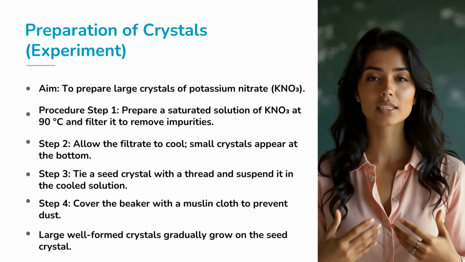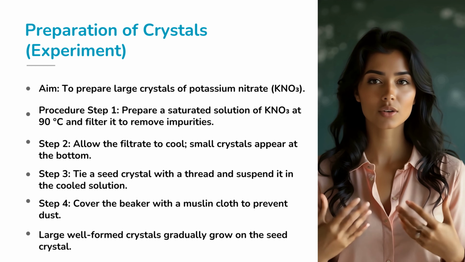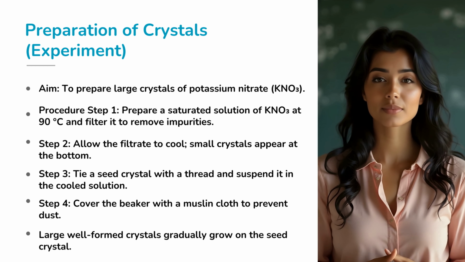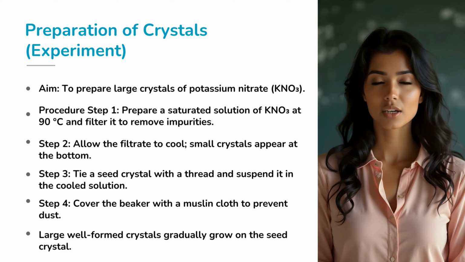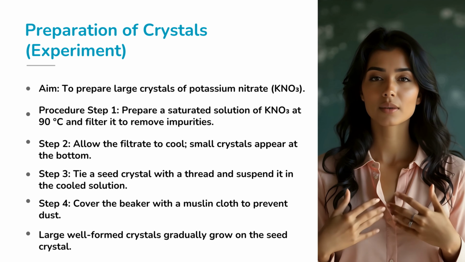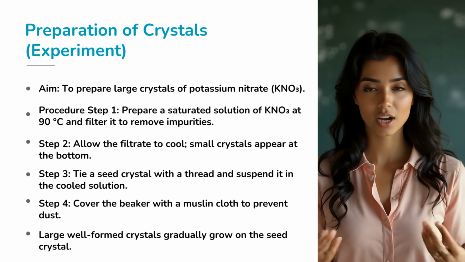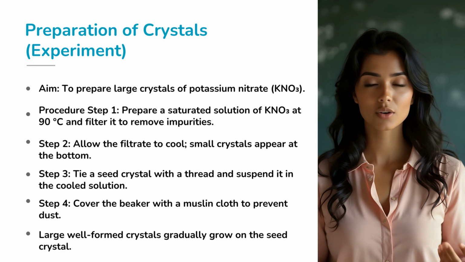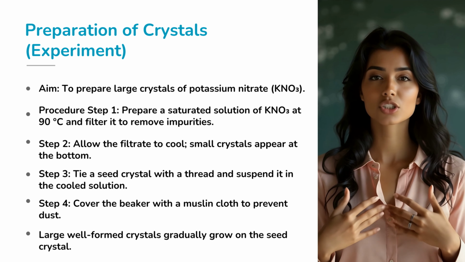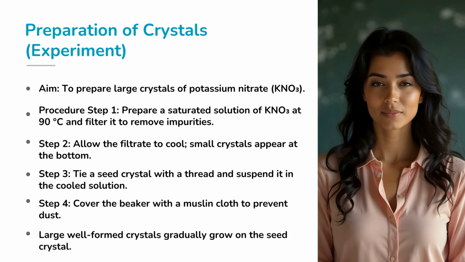Step 3. Tie a small seed crystal, that is, an already existing tiny crystal of potassium nitrate, with a thread and suspend it in the cooled solution. Step 4. Cover the beaker with a muslin cloth to prevent dust from entering. Over time, more and more solute particles deposit onto the seed crystal and gradually a large, well-formed crystal of potassium nitrate grows. This simple yet elegant procedure shows us how nature builds order from a seemingly ordinary solution.